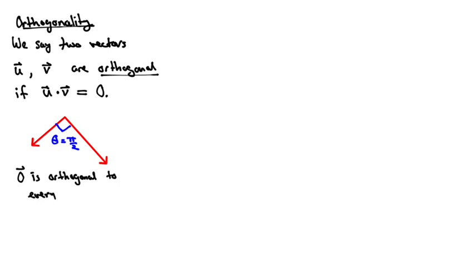The 0 vector is orthogonal to every vector. If you take the 0 vector for u or v, you will always get 0 because the length of the 0 vector is 0, making the dot product 0.